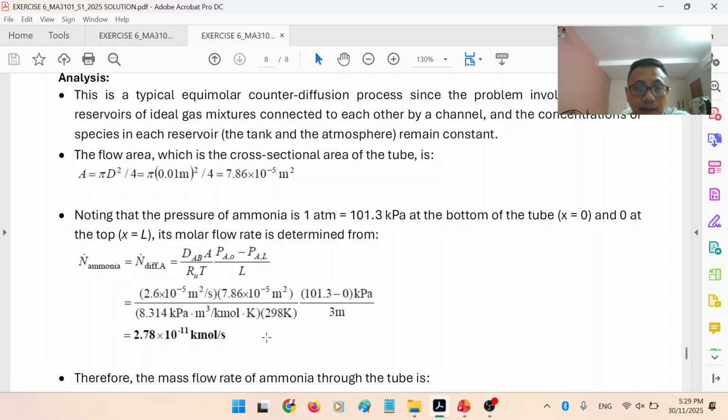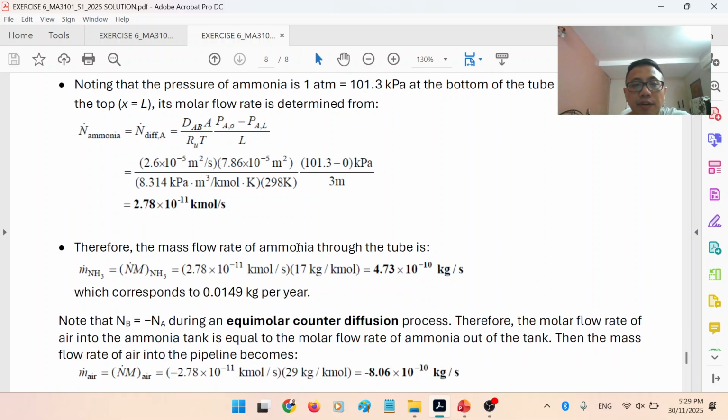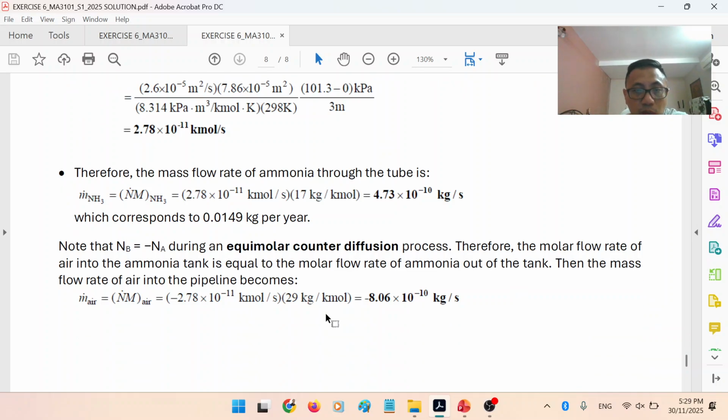2.78 times 10 to the negative 11. Okay, so the mass flow rate we just multiply with the molar mass. Now we get 4.73 times 10 to the power negative 10 kg per second, which is about 0.0149 kg per year. It's a very small amount.